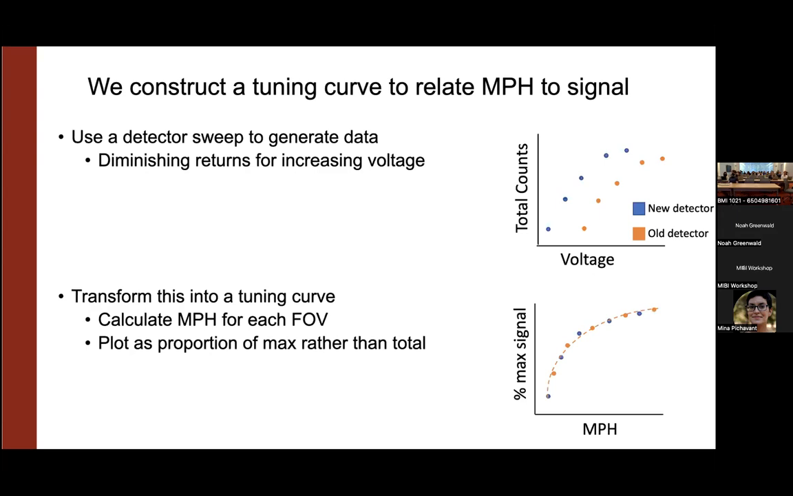And so what we'll get is something like this, where previously you had 2 curves that were separated by voltage, but because the MPH is actually the same, we can then combine these into a single curve, which tells you for this MPH value, you're going to be at 60% of your maximum, or 80% of your maximum, or 90% of your maximum. And this is something that's now useful because it tells you how sensitive you are.